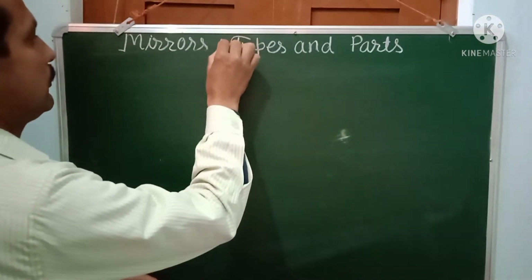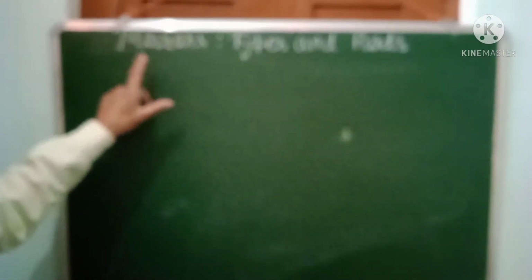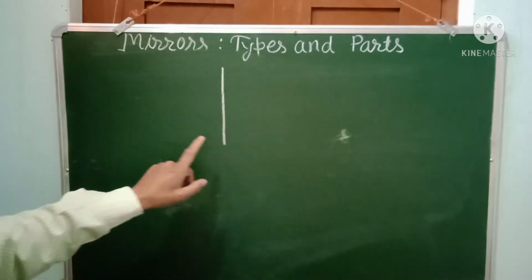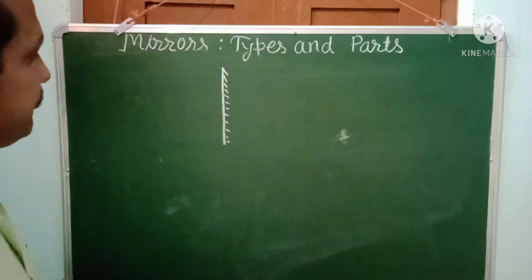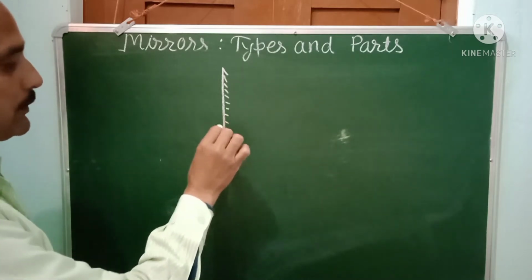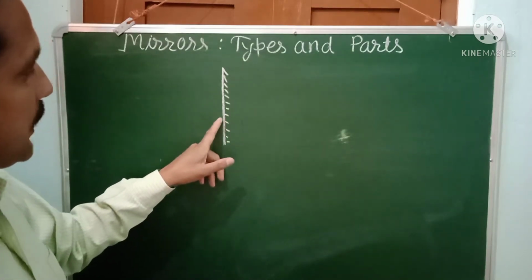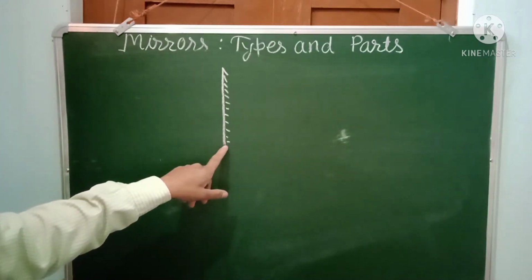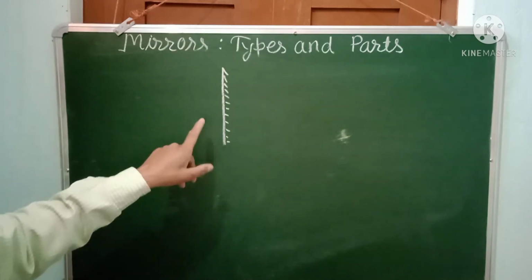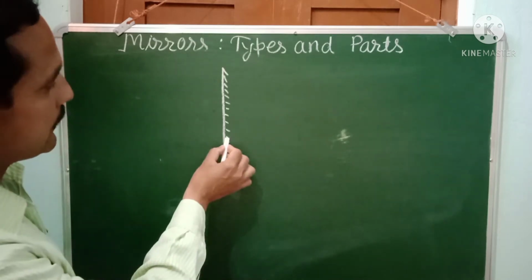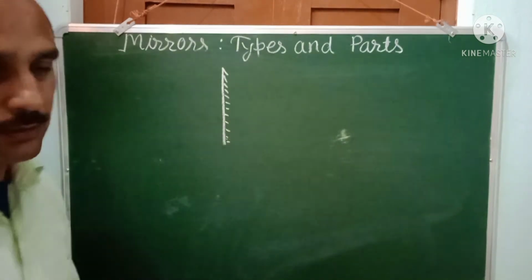Today's topic is mirrors, types and parts. Now first, what are mirrors? Suppose that we have a part of transparent glass and we polish one side. When we polish this surface, it becomes bright. This bright surface reflects the light that falls on it. So, mirrors are the parts of solid transparent glass polished on one surface and a bright other surface.